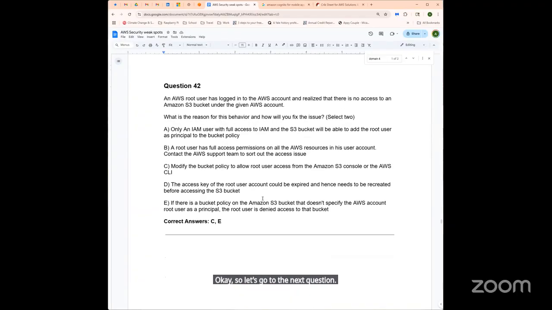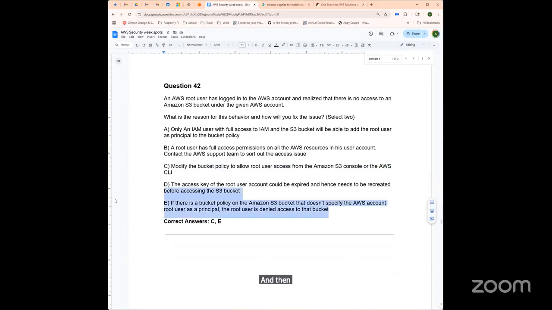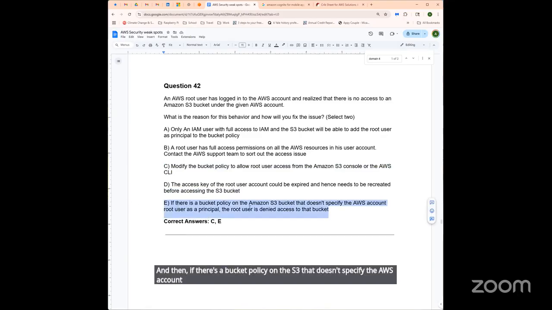An AWS root user has logged into the AWS account and realizes there is no access to an S3 bucket under the given account. What's the reason for the behavior and how do you fix it? So C and E: modify the bucket policy to allow root user access from the S3 console or the CLI. And then if there's a bucket policy on the S3 that doesn't specify the AWS account root user as a principal, the root user is denied access to the bucket.